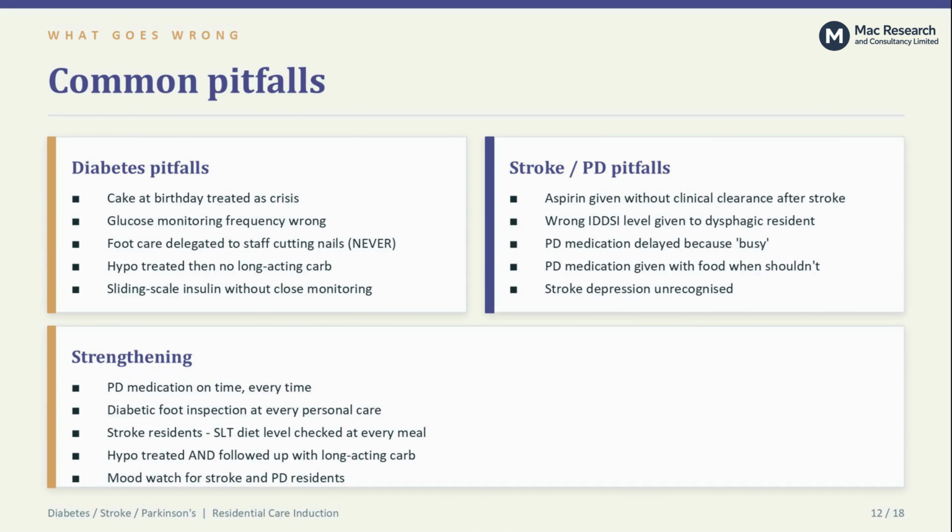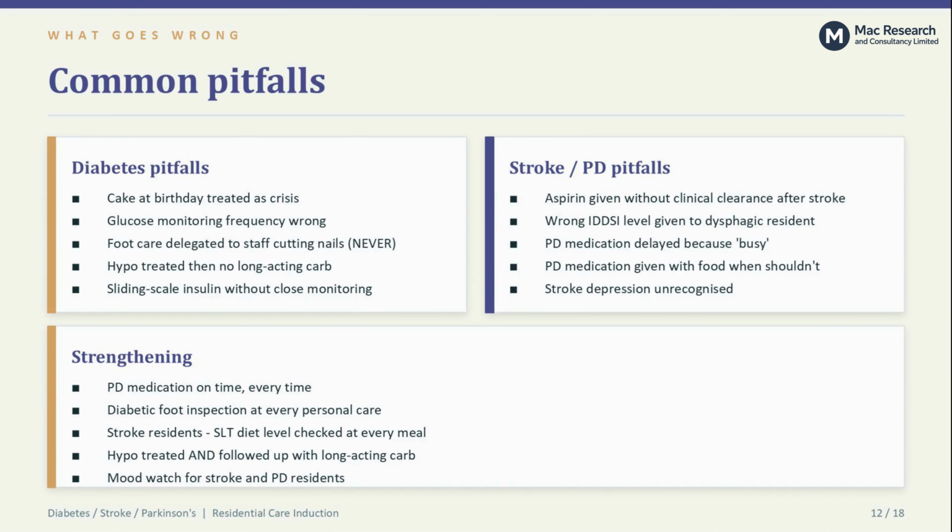Common pitfalls. Diabetes. Birthday cake treated as a crisis when one slice is fine for most older diabetics. Glucose monitoring frequency wrong, either too often, intrusive, or too rare, missing problems. Staff cutting diabetic toenails, never. Hypo treated with fast-acting glucose but no long-acting carb to follow, leading to recurrence. Sliding scale insulin without proper monitoring, this is for clinical staff only.